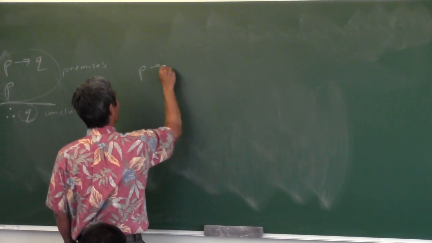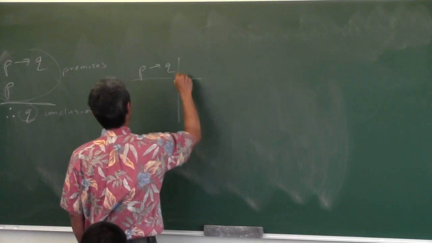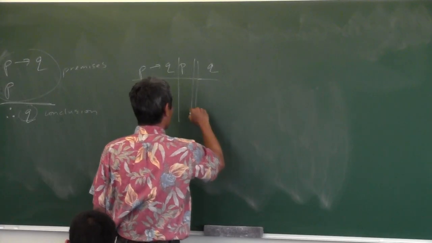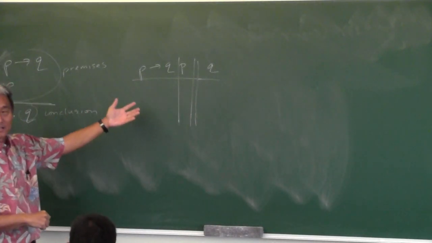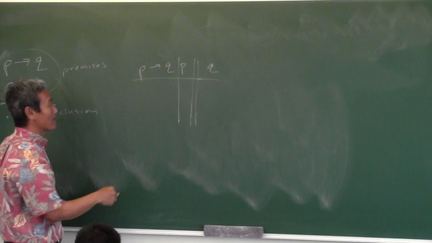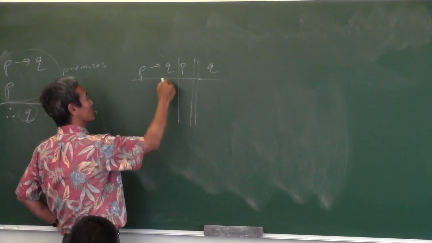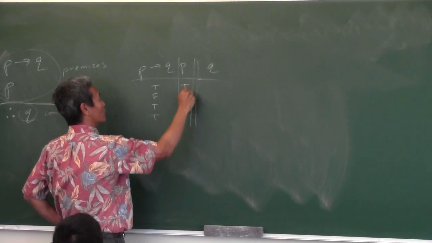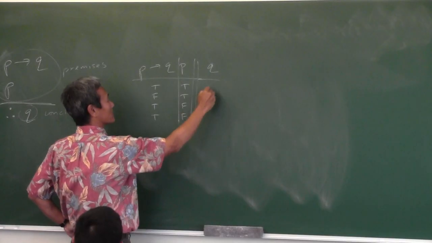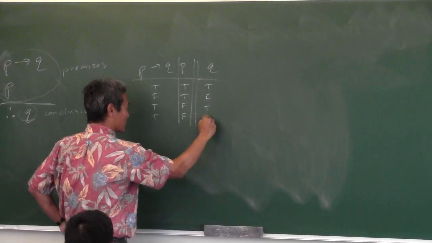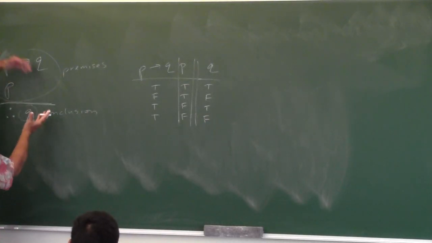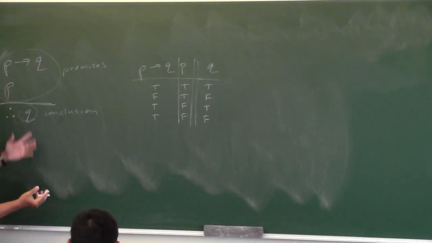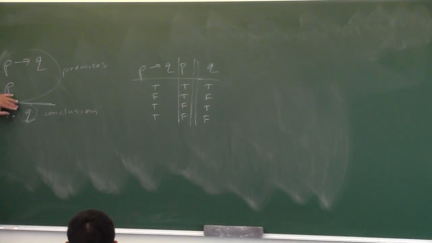So here's the first premise. Here's the second premise. I'm just gonna put a double line to separate it from the conclusion. So what you do is you just make a truth table for these statements here. Okay, do we have these memorized? What is P implies Q? True, false, true, true. What is P? True, true, false, false. And Q is always going to be true, false, okay? So you make a truth table for, now if you had 20 premises, then you would just have 20 of these, okay? But this is a simple one. Only got two premises and one conclusion.